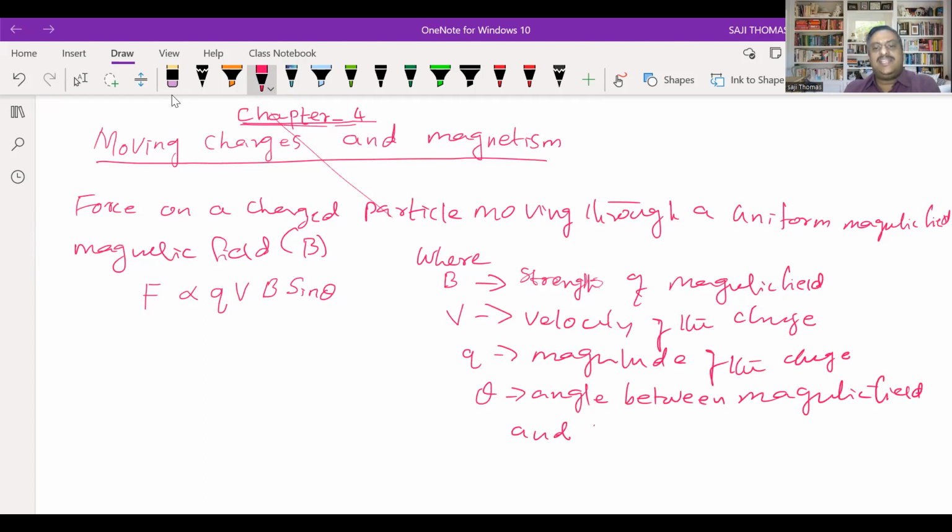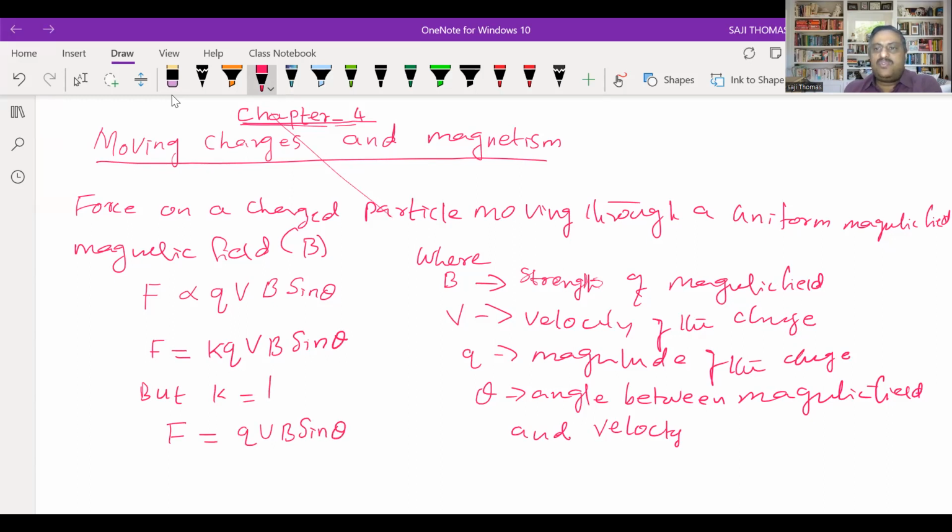You can remove this proportionality sign. We can write F equals a constant K times QVB sine theta, where K is the proportionality constant. But the value of K is found to be 1. Therefore, we can write F is equal to QVB sine theta.